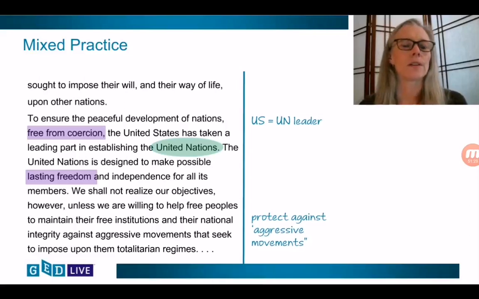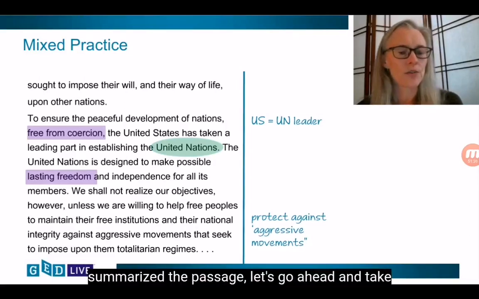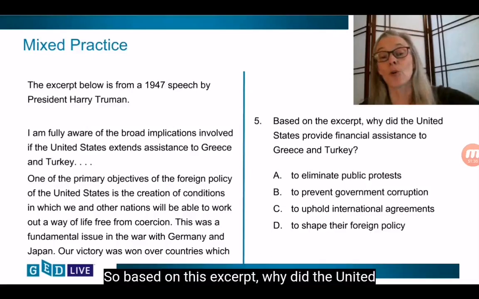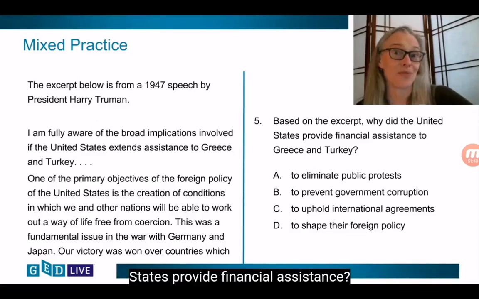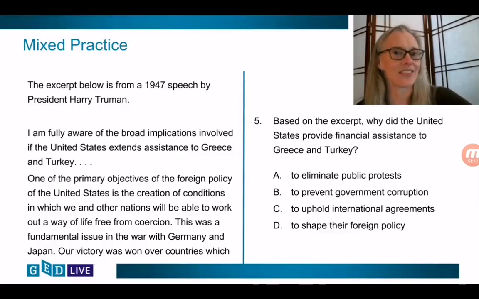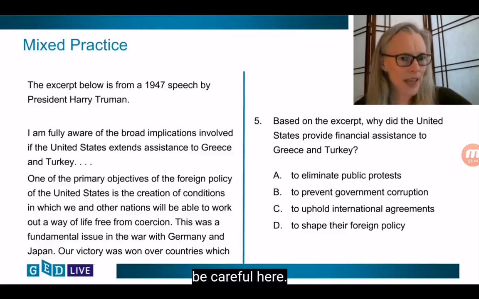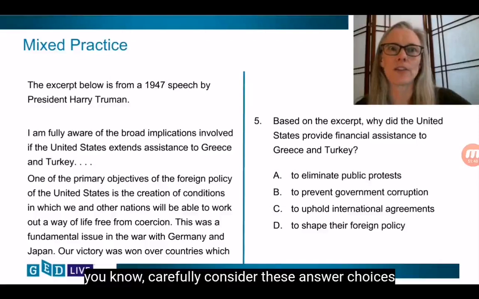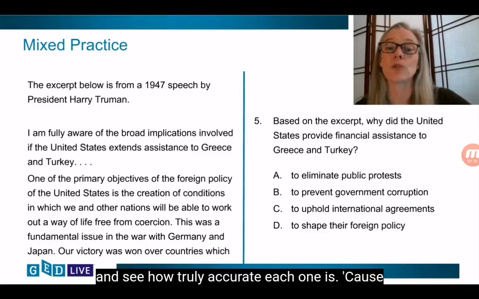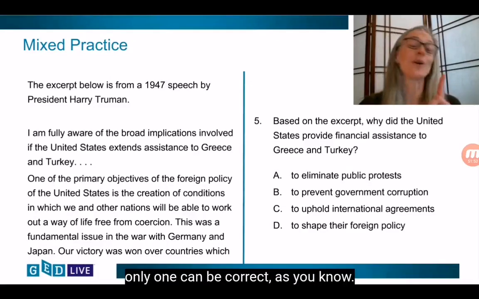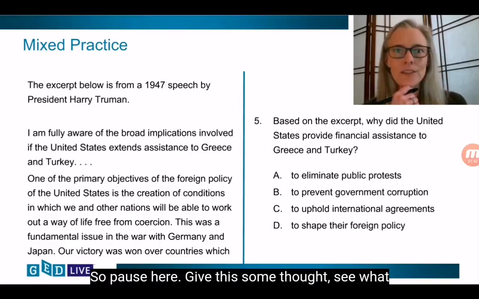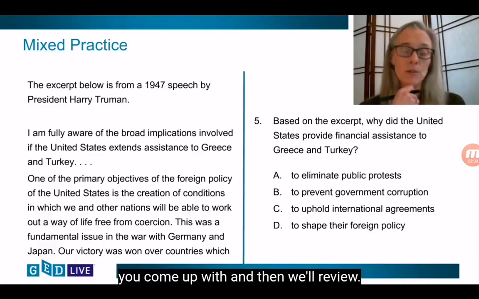So having summarized the passage, let's go ahead and take a look at question number 5. Based on this excerpt, why did the United States provide financial assistance? So be careful here when you do your research and when you carefully consider these answer choices and see how truly accurate each one is, because only one can be correct, as you know. So pause here, give this some thought, see what you come up with, and then we'll review.